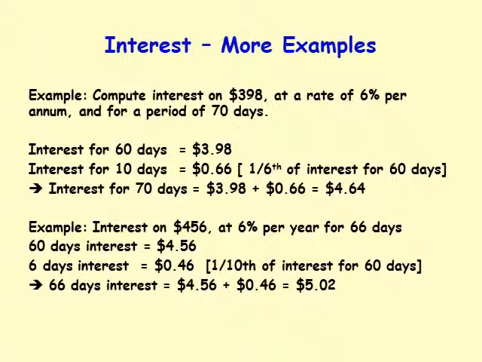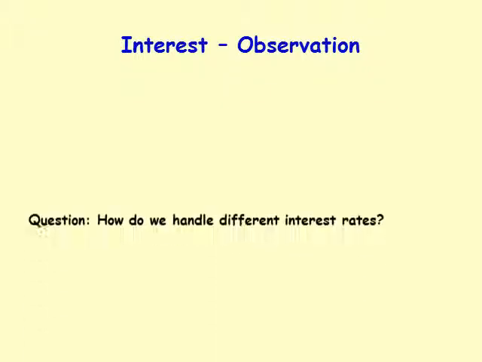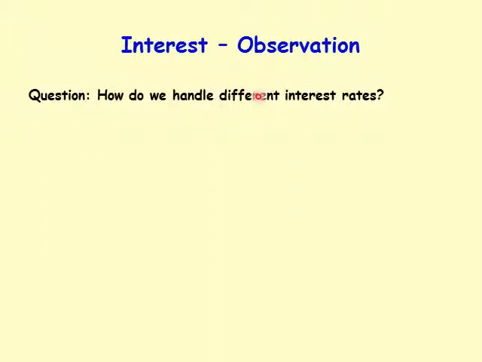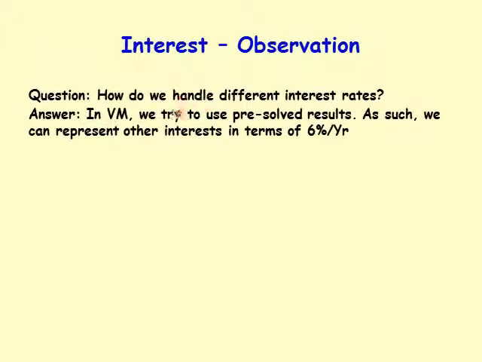Okay, let's continue and make some observations from the previous discussions and examples. How do we handle different interest rates? In the examples I covered, the interest rate was always fixed at 6% per year. So let's see if we had a different interest rate, how do we do that? In Vedic math, we try to use pre-solved results, which are more sutras or observations. As such, we can represent other interest rates in terms of 6% per year.